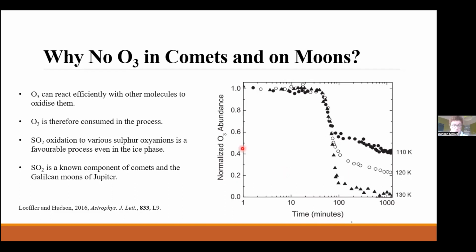And what Loeffler and Hudson at NASA did was they simply mixed ozone and SO2 ice, raised it to a sort of temperature that's relevant to Europa or Ganymede or the other icy moons, and just plotted out the decay of ozone. And they found that this decay is fairly efficient. And so this is the current best idea that we have why ozone is not found in comets and moons.